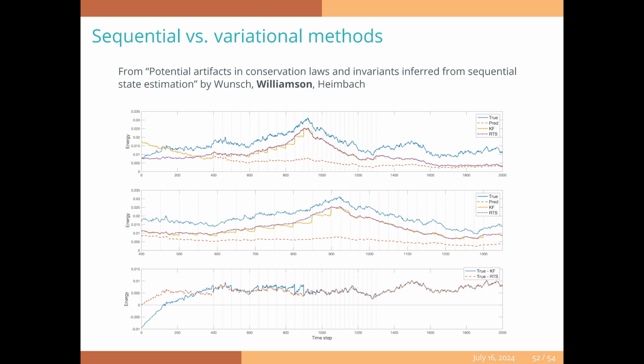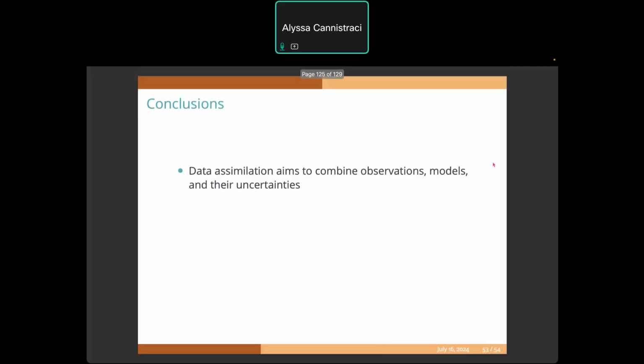Cool. So that is roughly what I have. Just some conclusions. I hope that you've taken away that data assimilation really aims to combine observations, models, and their associated uncertainties. Depending on the application, you might want to use different methods of data assimilation. Forecasting might be a better fit for sequential methods. If you're trying to do a whole reconstruction of a state, you would be better off maybe doing a smoother method.